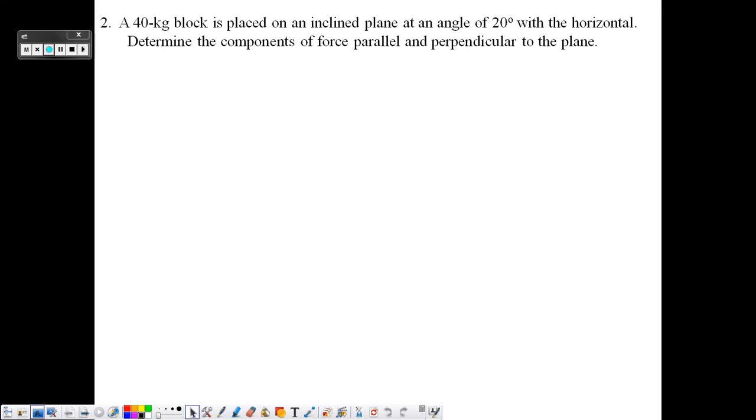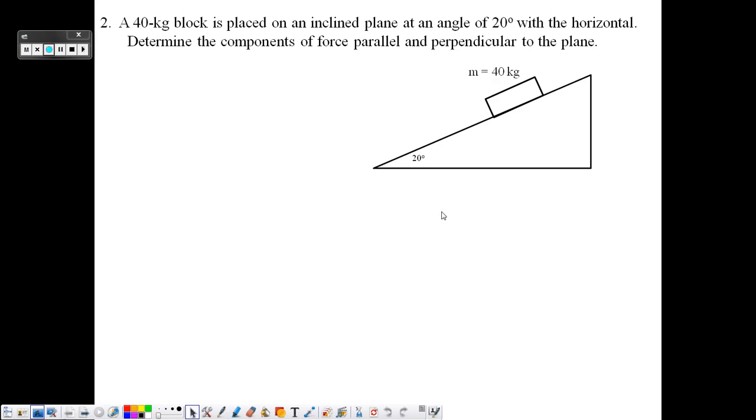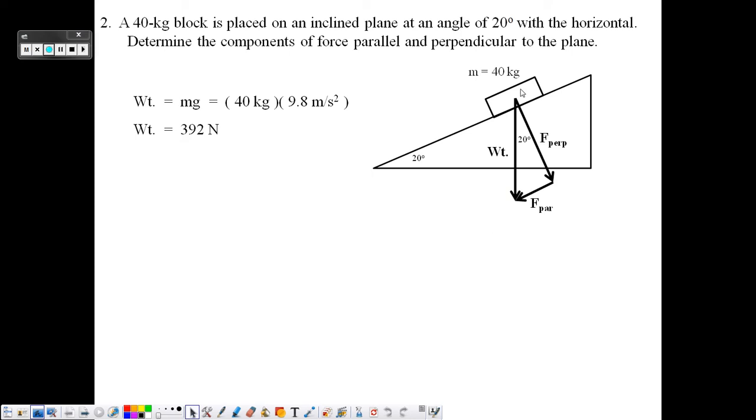Okay, example number 2. A 40 kilogram box is placed on an inclined plane at an angle of 20 degrees with the horizontal. Determine the components of force parallel and perpendicular to the plane. Here's my sketch, 20 degree incline, 40 kilogram box. I'm going to find the weight of this box by m times g, which is 392 newtons.